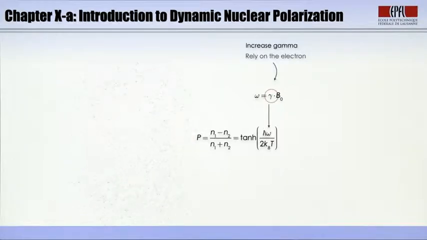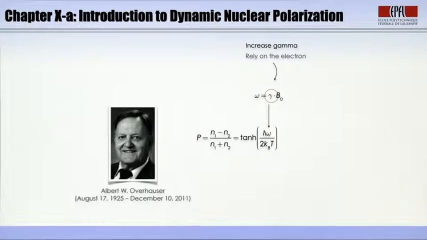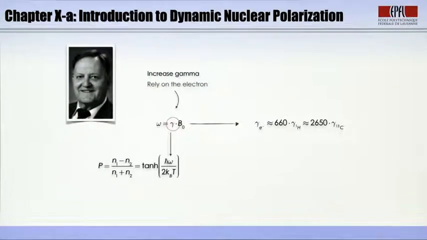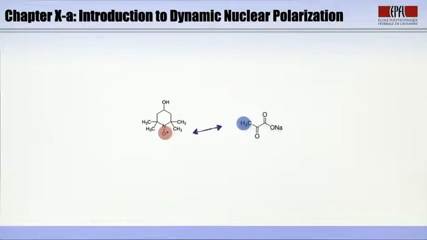So another idea that was introduced by Overhauser is to rely on the electron gamma. The gamma of the electron is about 660 times bigger than for protons and about 2,600 times bigger than for carbon-13. That means that the frequency is much higher, and that means finally that the polarization is also much higher. So what we're going to do is bring an electron and a nuclear spin together and try to transfer polarization from one to the other.